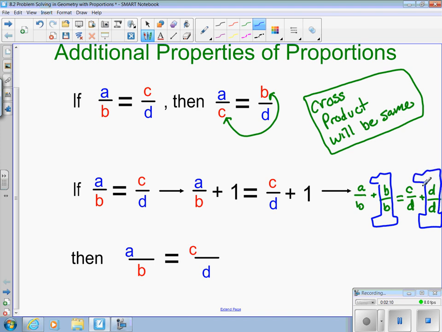And now, when we add these together, I get A plus B over B equals C plus D over D. So you're adding 1 to both sides, but it's going to be a different number in the numerator in order to keep it 1, right? B over B is 1.